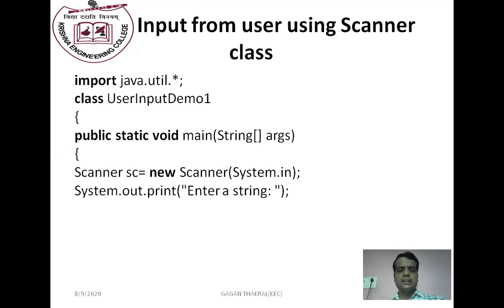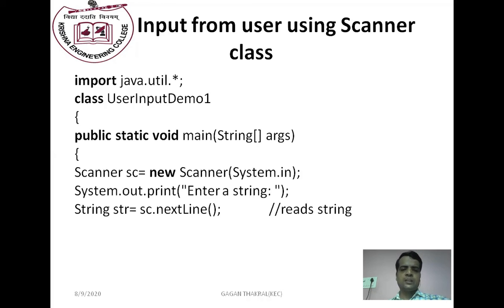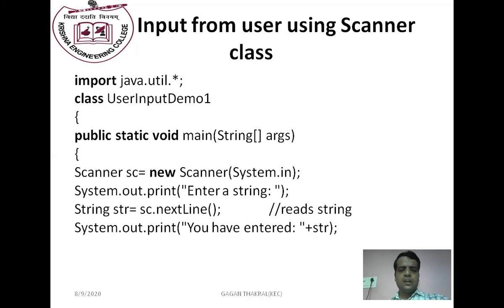Now we write a message, enter a string, and now the user types a string, and this string is read by the nextLine method. Now we write the object of the Scanner class and call the nextLine method with the dot operator and store the result into the string type variable str, and this will read the string. And finally we print the string you have entered and the value of the string which is stored in the str variable, which is entered by the user.